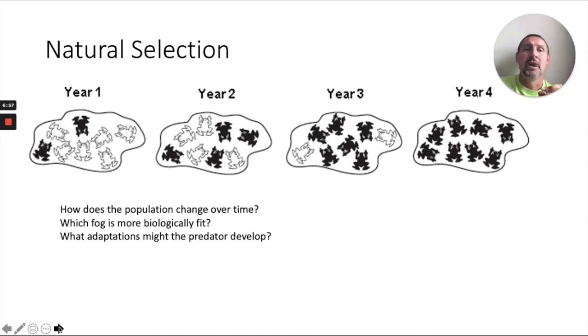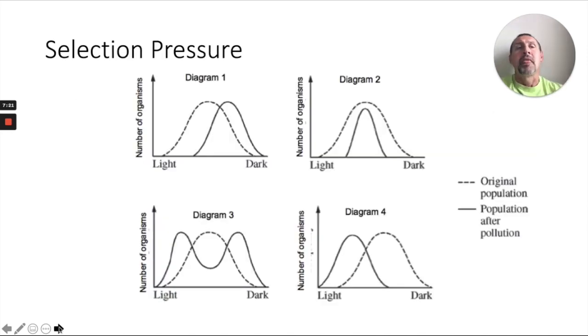In this case, the black colored frogs are able to blend into their environment. And as a result, the white colored frogs are getting eaten. That's the selection pressure. As they get eaten, their genes are removed from the gene pool, and the black colored frogs are reproducing more to the point where the dark colored frogs have taken over the entire population. That change can be graphed in several different ways.